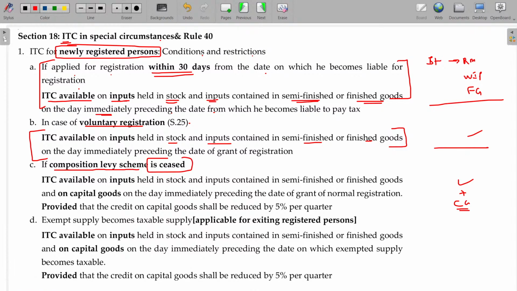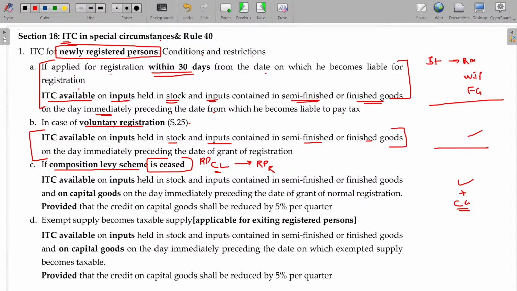Okay, composition levy scheme ceased. It means you are already a registered person under the composition levy. Now this composition levy is cancelled, and you go for the regular registration. He is also a registered person under the composition levy scheme. Now he becomes a registered person in the regular case.